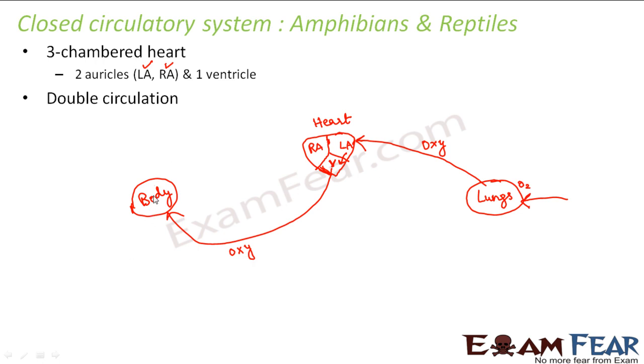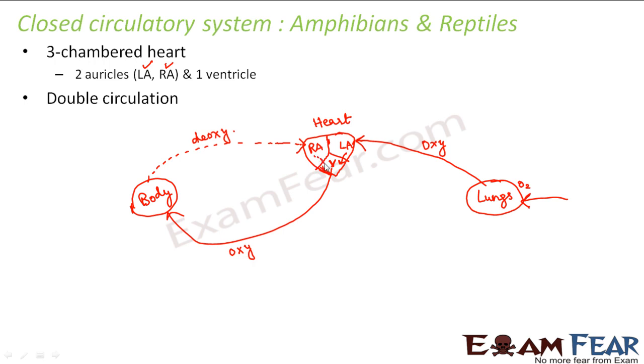Now in the body, it will reach each and every cell. So once oxygen reaches each and every cell, cellular respiration will take place. So carbon dioxide will be released in each cell. This carbon dioxide will get mixed with the blood. So the blood coming out from different parts of the body will be the deoxygenated blood. So this deoxygenated blood will then reach the right auricle of the heart, because auricle is again the receiving chamber. So it will receive the deoxygenated blood.